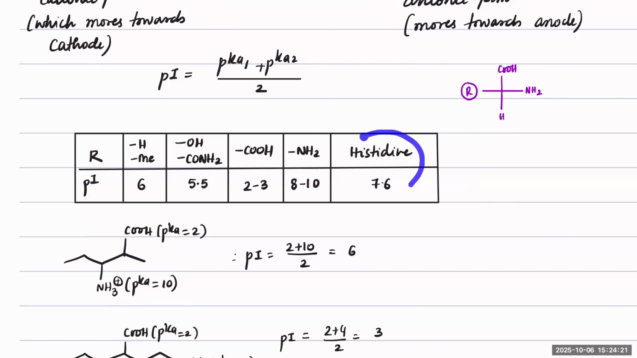Histidine is a basic amino acid, slightly, with an aromatic ring on it. That's why it is not exactly 8. So the exact value for histidine is 7.6. So in a broad way, out of 20 amino acids, everything will fall in these four categories only. This one is an exception. Got it? Clear, beta?